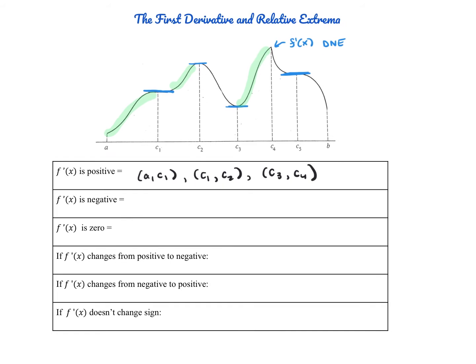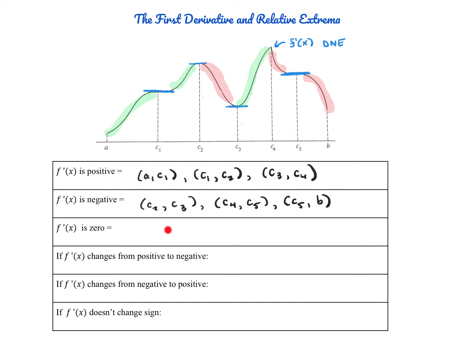And then if we are looking at the intervals where our first derivative is negative, remember that means our slope is negative, or our graph is decreasing. So it would be here, here, and here. But again, we don't want to include this area because it does flatten out, but then it continues staying negative. So we have C2 to C3, and C4 to C5, and then C5 to B.